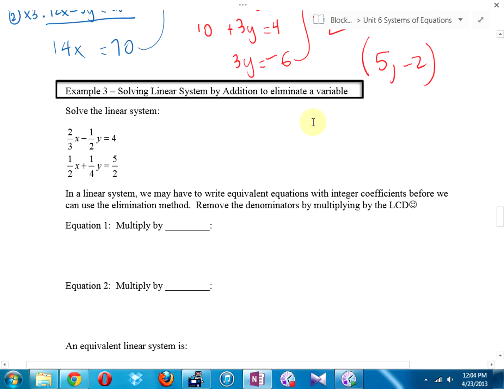Picking up from where we left off, it says solve the linear system. Is this the linear system? Do the x's and y's have weird stuff at all? Those are two lines. Ugly, because there's lots of fractions, but those are two lines. What did I say? There's lots of what? Let's get rid of them.